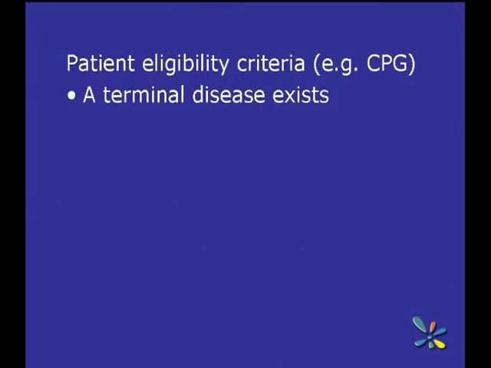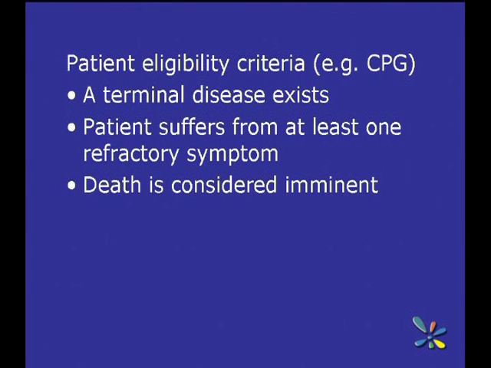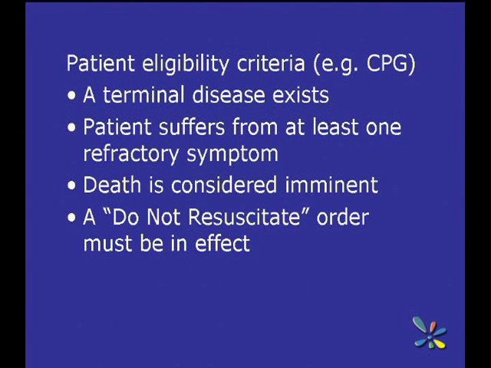Well, here very quickly are the criteria that we use for developing this guideline. Number one, the patient had to have a terminal illness. The patient was suffering from at least one refractory symptom. Death was considered to be imminent, and we said within days, recognizing that that can be difficult to ascertain, and that a DNR must be in effect.